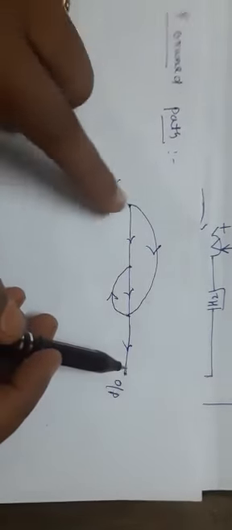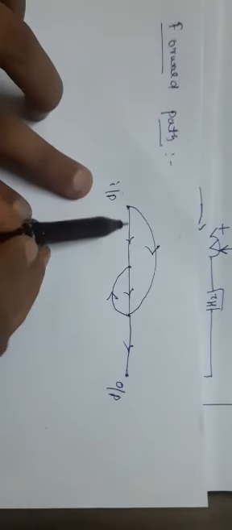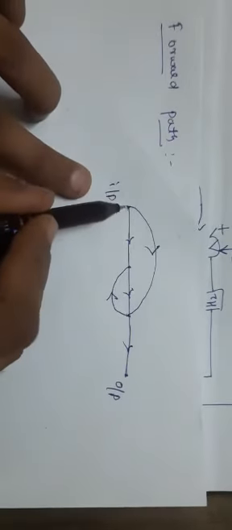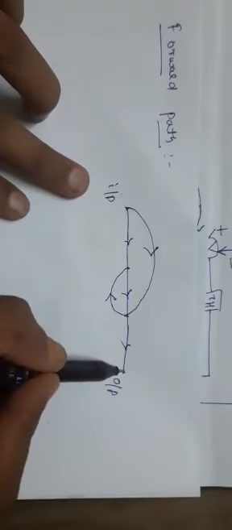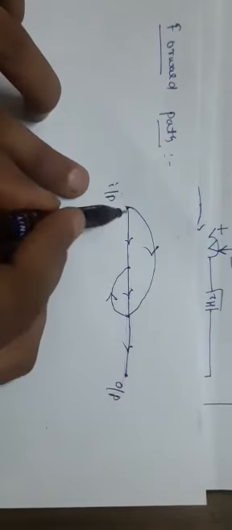This signal flow graph has two forward paths, one like that and one like that. Each should start at the input and stop at the output side, like this and like this.